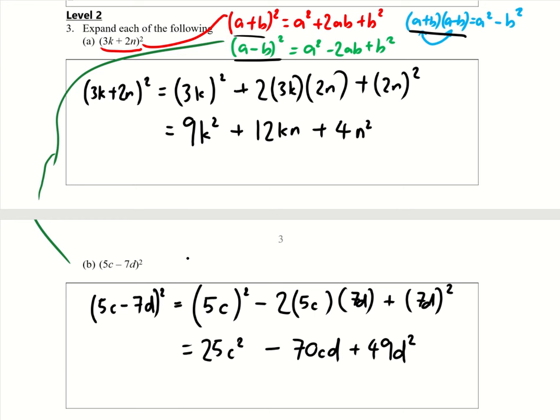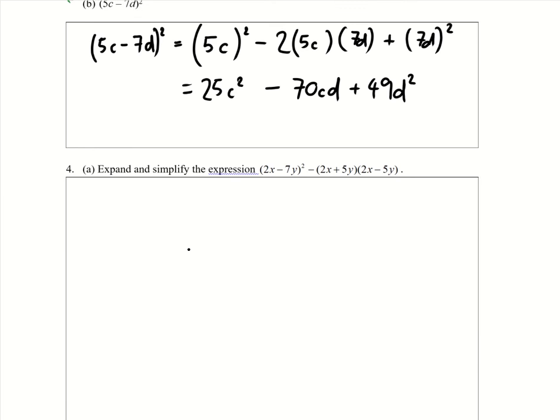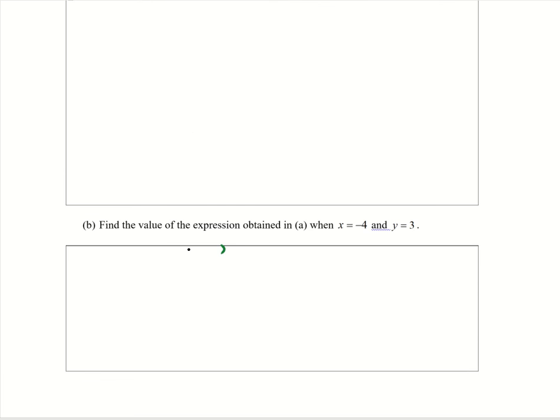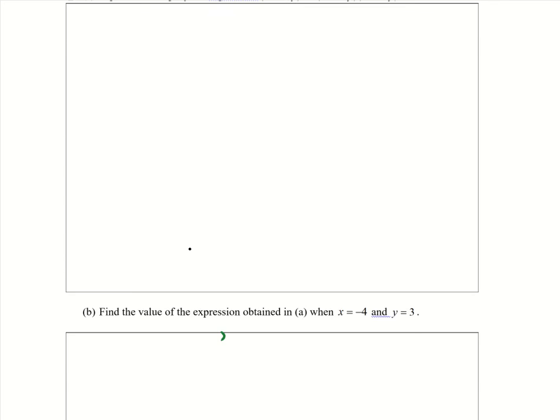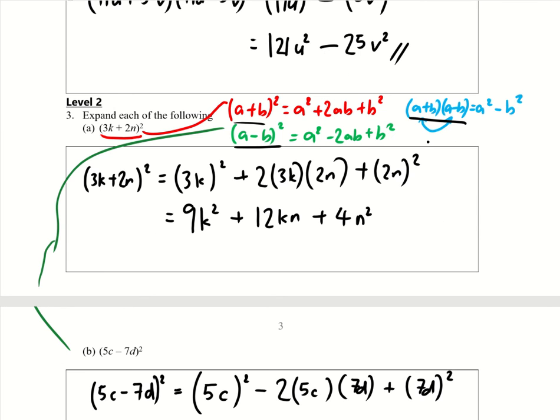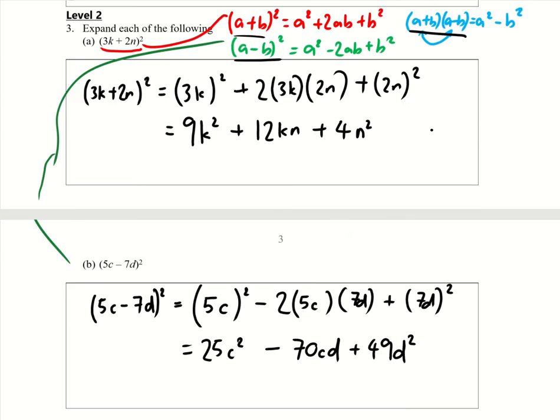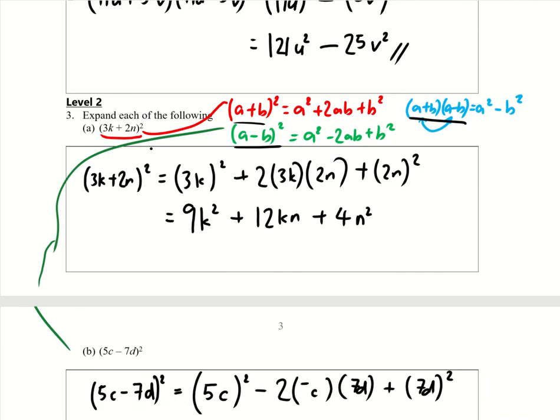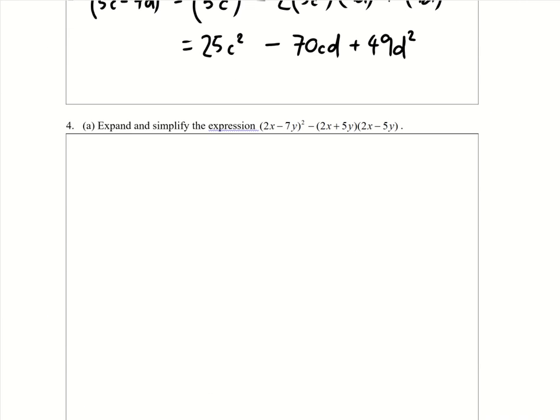All right, let's take a look at the fourth question. Okay, so now it's a bit more complicated because now I have expand and simplify the expression 2x minus 7y squared minus 2x plus y, 2x minus 5y. Realize that it's quite complicated because overall, it doesn't fulfill any of these forms. So instead of scrolling down, let's copy this whole thing first. Give me a moment. Or let's rewrite back the three forms.